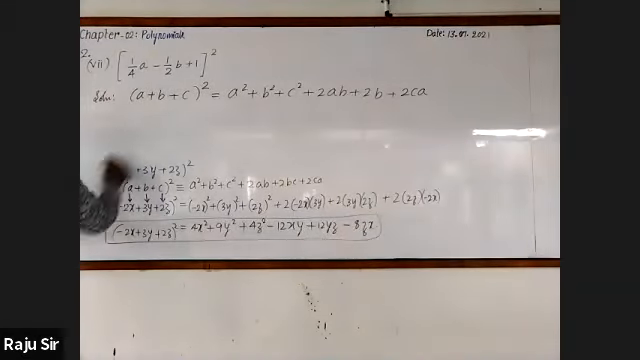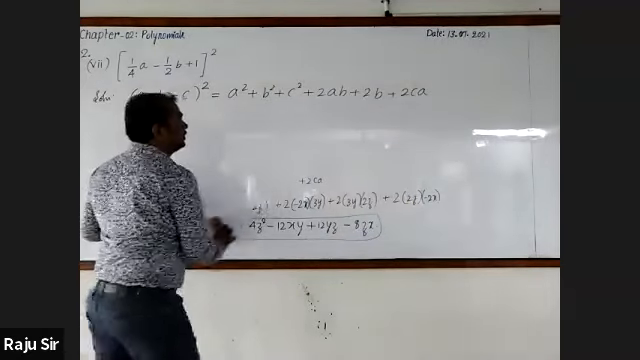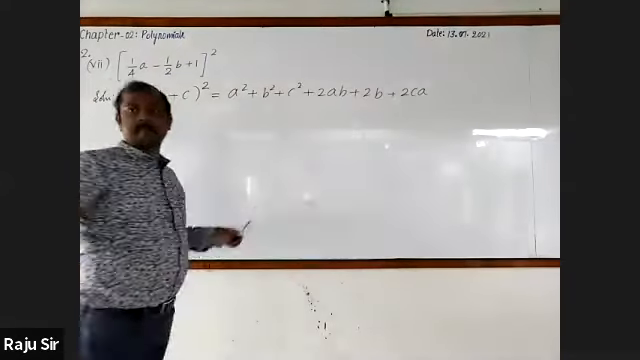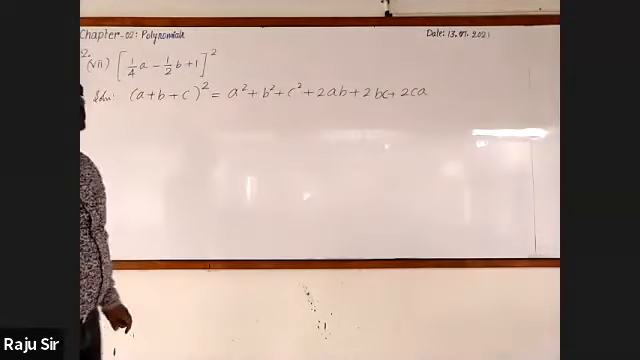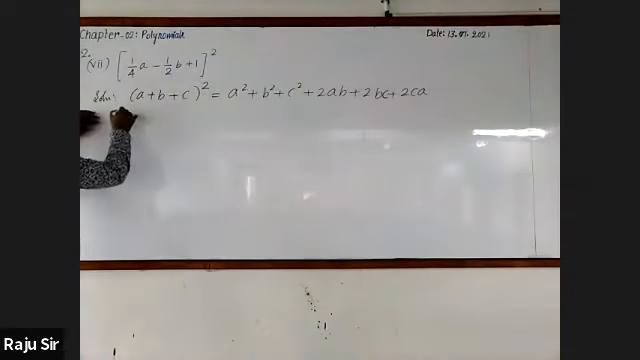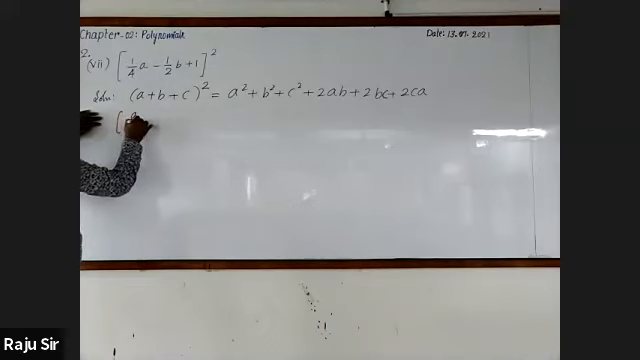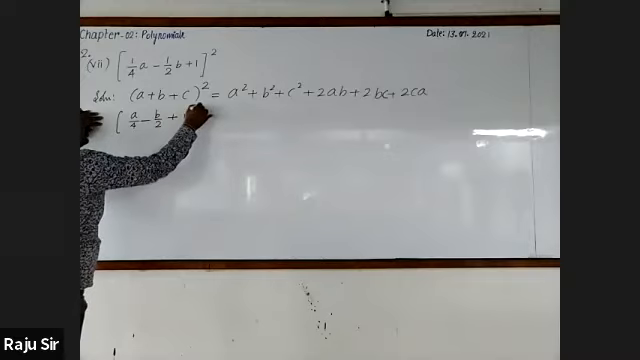Sir, exactly equal to. Sir, you have written only 2b, sir, 2bc. Oh, 2bc. And exactly equal to. Wait, I'm going to rewrite it like this. Here 1 by 4 into a is there, I write it as a by 4. Next, minus 1 by 2 into b is there, minus b by 2. Next, plus 1 whole square.